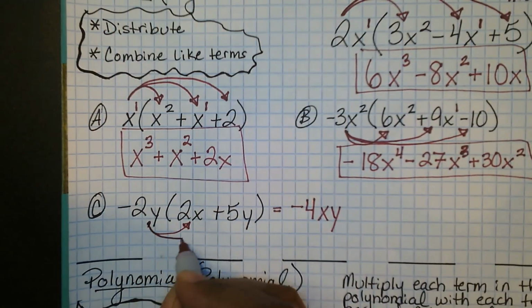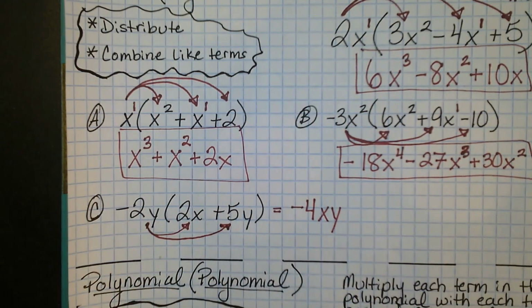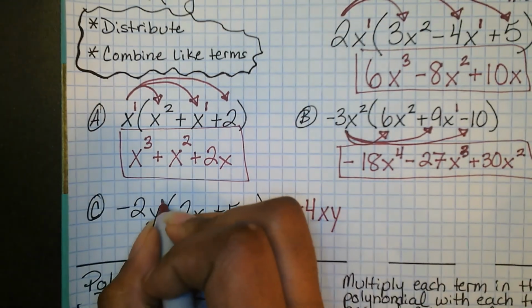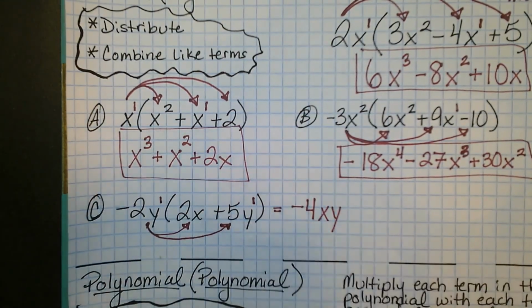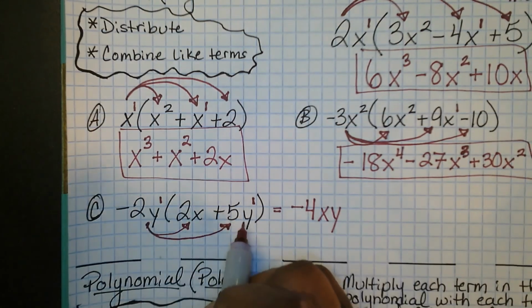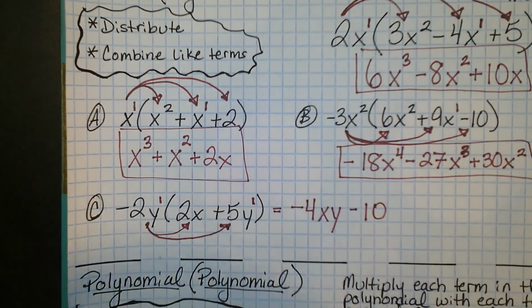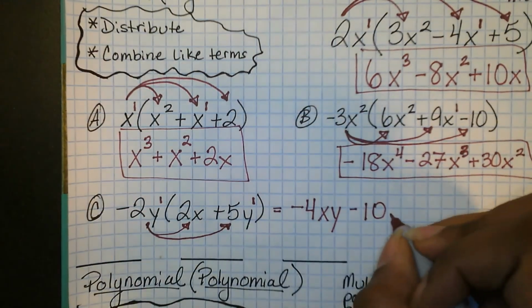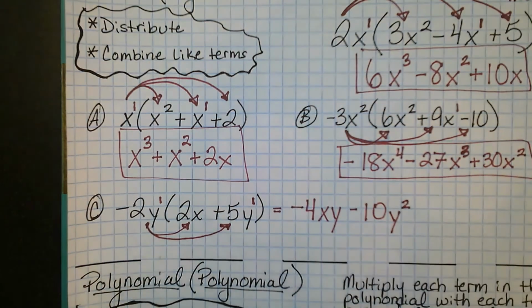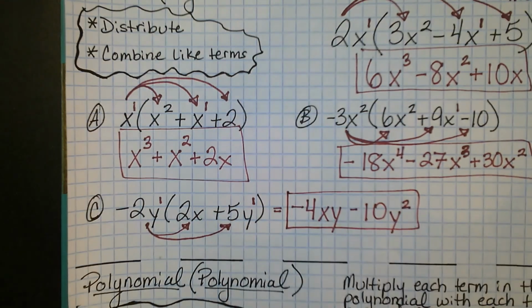Now, when we multiply the negative 2y times 5y, they both have like bases. They both have a y. So remember, if you don't see an exponent, put a 1 there because we have to add their exponents. So negative 2 times 5 leaves us with a negative 10. y times y is y squared. And that is multiplying monomials times polynomials.